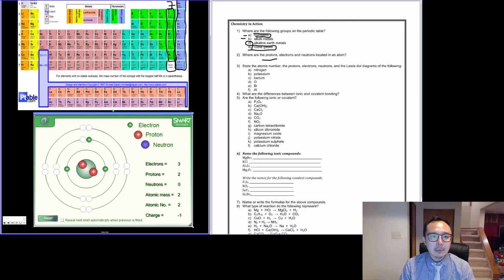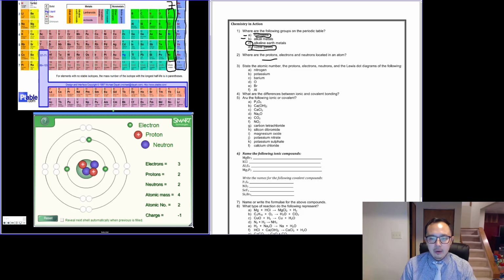That's the decimal number that you find on your periodic table. That's how heavy your atom is. The bigger your atom, the more protons and neutrons you have, and the heavier it is. To determine the neutrons, you need the atomic mass to figure that out, which will lead us into the next question.